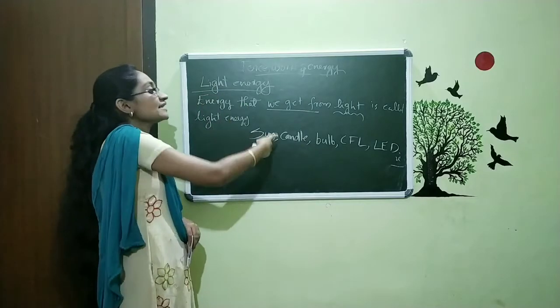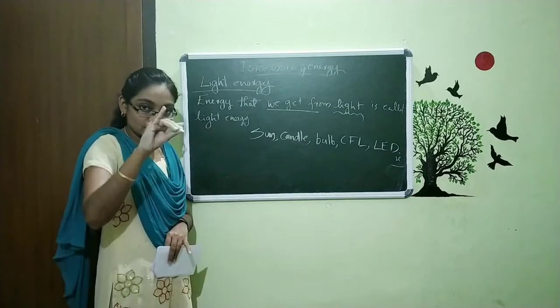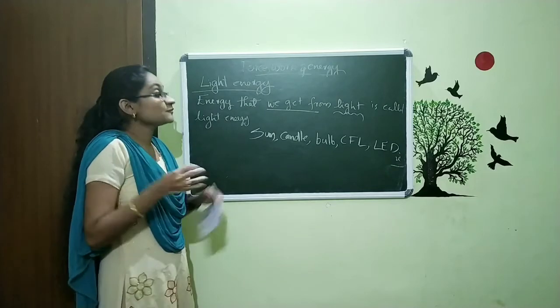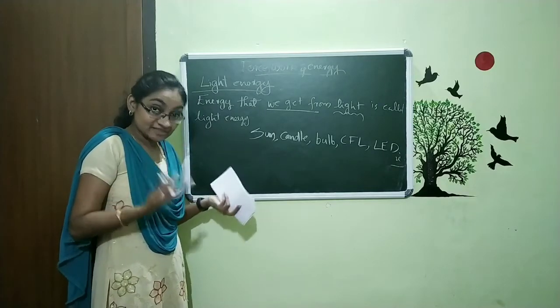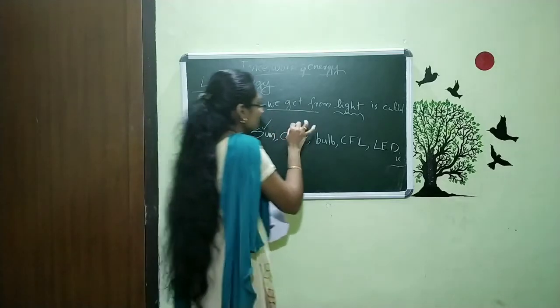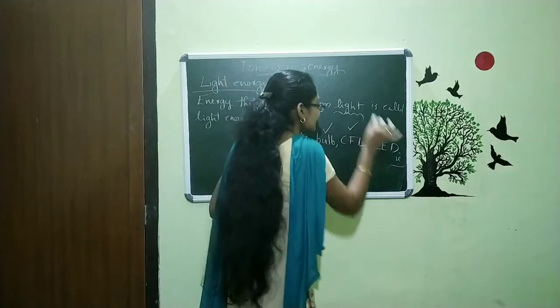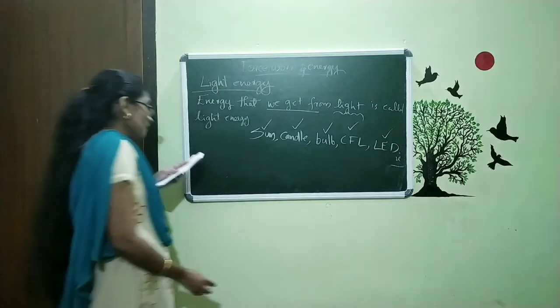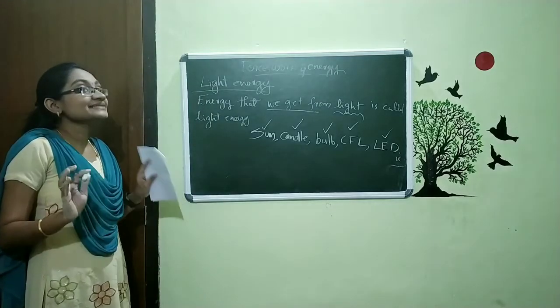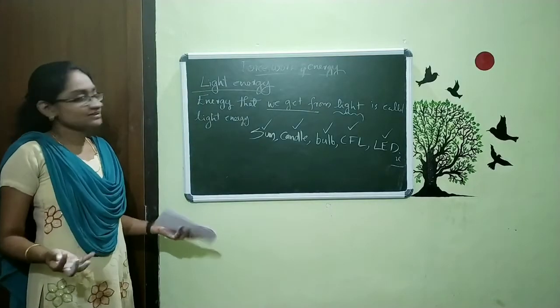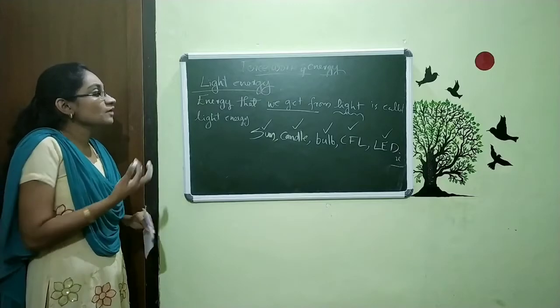For light energy, you just want to remember the definition: energy that we get from light is called light energy. The next is, where are we getting this light energy? From the sun, from a candle, from a bulb, from CFL, from LED and all. And we are using this light energy to see objects. These are the only things that we discuss about light energy.